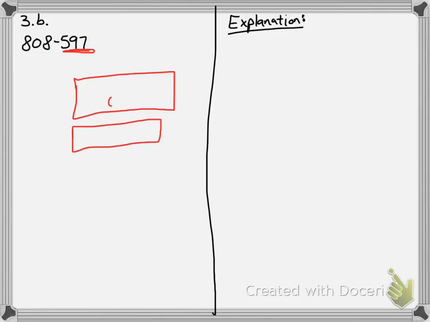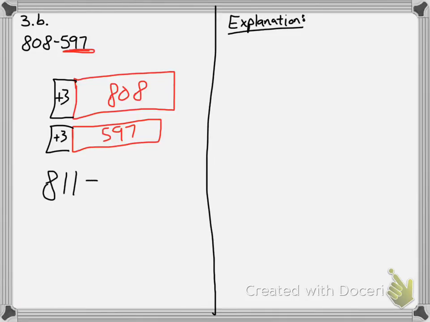Alright, so I have 808, and I have 597. Now to get from 597 to the next 100, I just need to add 3, right? I mean, if I add it to one of these numbers, I have to do it to the other. And so my new math problem is 811 minus 600. Now, this one is pretty easy to do in our heads, right?